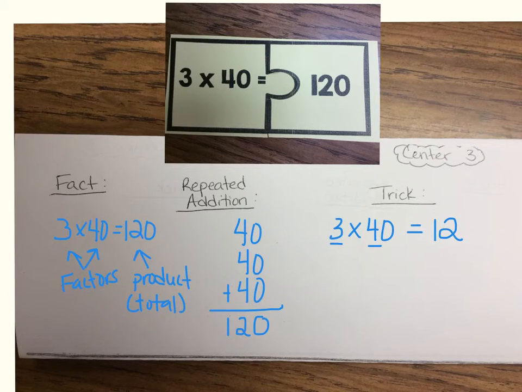Now, the trick part of this is to take this 0 and add it on to the end of the product I got before. When I do that, I still get the same answer of 120.